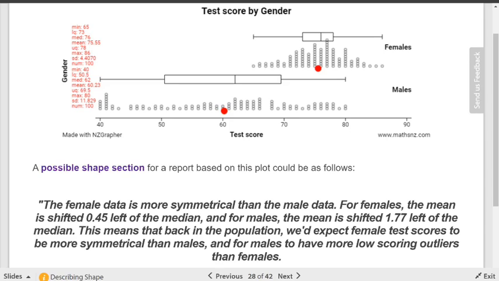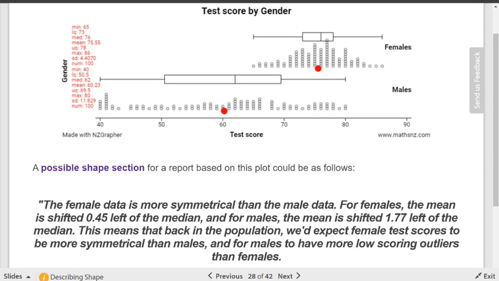Then notice they put in the numbers. For females, the mean is shifted 0.45 left of the median. How did they find that number? Just subtract them. Find the difference. Exactly like we did in the other pieces, right? The difference is what you're looking for. So simply subtract them. And for the males, the mean is shifted 1.77. So see that the shift is smaller for the females than it is for the males, which indicates that the females' graph is much more symmetrical than the males.